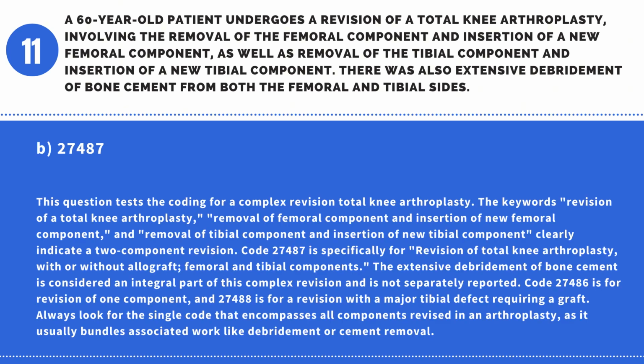Answer. B. 27487. This question tests the coding for a complex revision total knee arthroplasty. The keywords revision of a total knee arthroplasty, removal of femoral component and insertion of new femoral component, and removal of tibial component and insertion of new tibial component clearly indicate a two-component revision. Code 27487 is specifically for revision of total knee arthroplasty, with or without allograft, femoral and tibial components. The extensive debridement of bone cement is considered an integral part of this complex revision and is not separately reported.